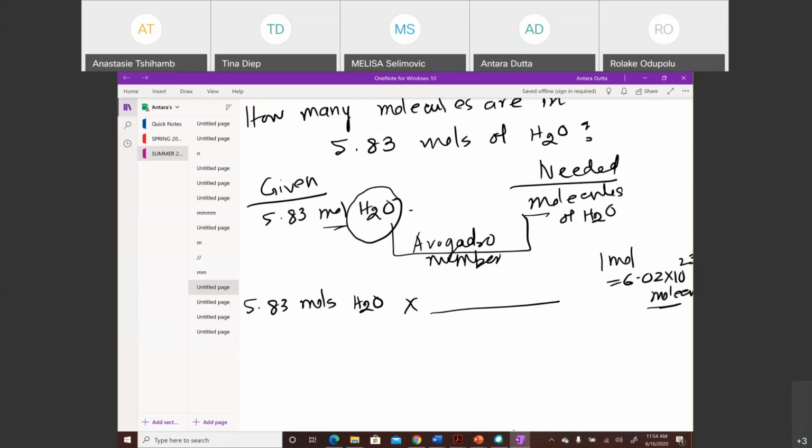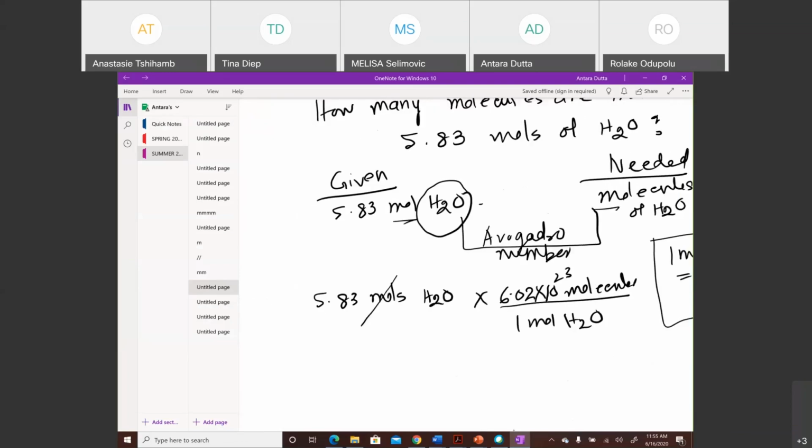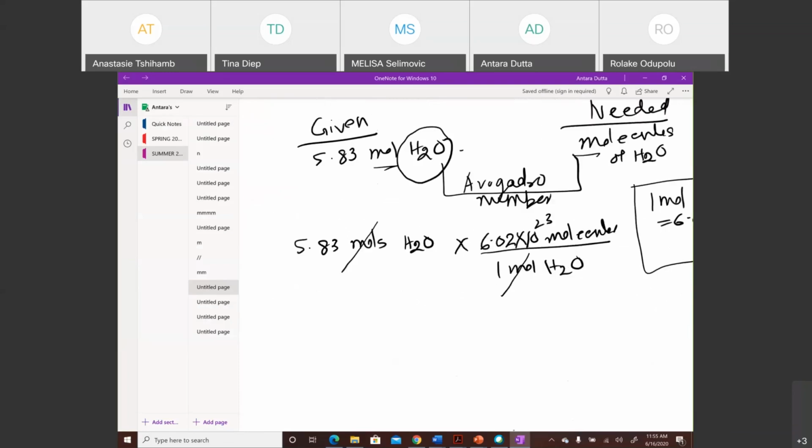So our molecules will be on the top. 6.02 times 10 to the 23 molecules on top, and 1 mole water on the bottom. See, we are writing this relationship as a conversion factor. Okay. So moles should cancel out. You should get 5.83 times 6.02 times 10 to the 23 molecules of water.